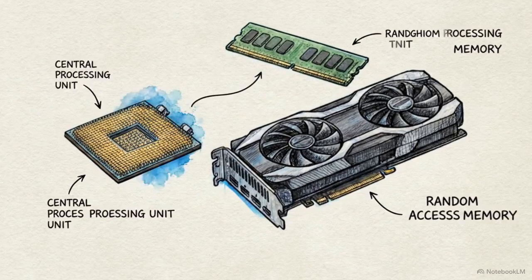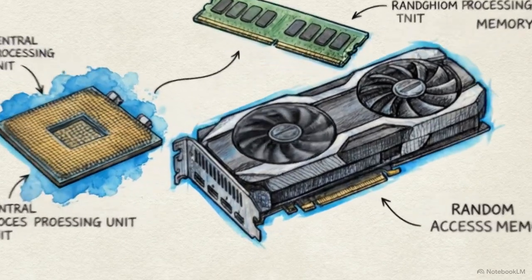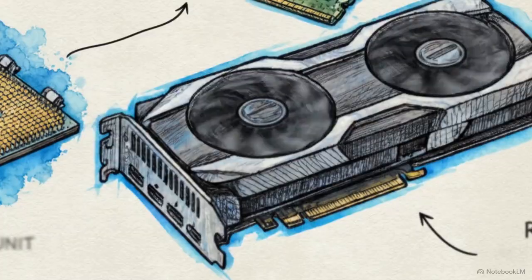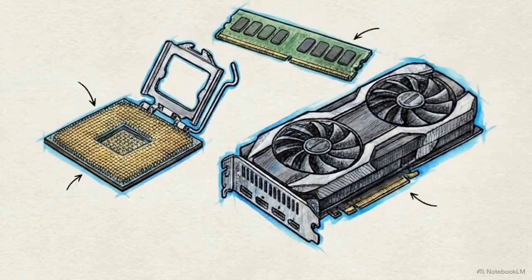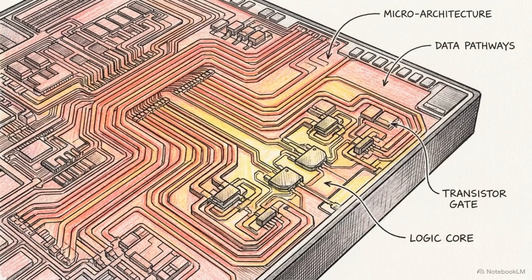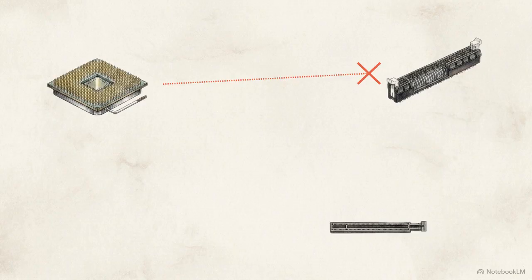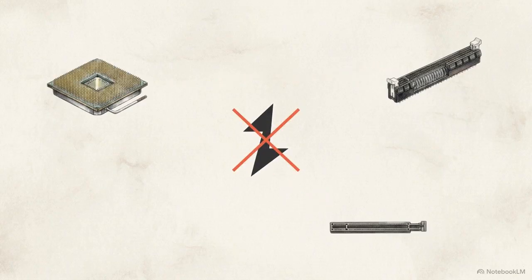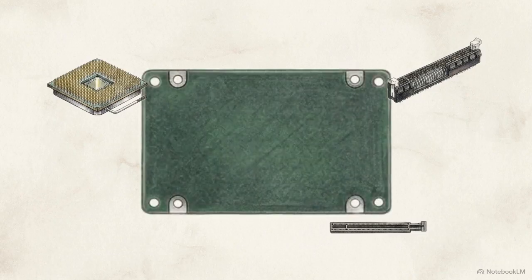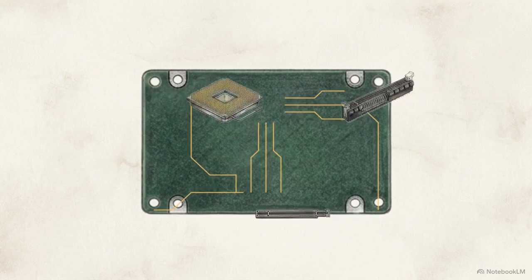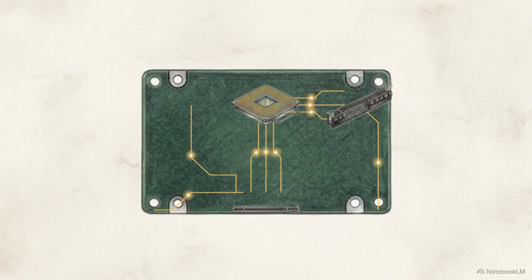Start by looking at the raw horsepower of a modern computer: a high-end processor, a massive graphics card, and memory. In isolation, these components possess immense computational capability, but suspended in a vacuum, they are entirely useless. A processor cannot compute without receiving data from memory. A graphics card cannot render without instructions, and none of them can power themselves. To function, these isolated parts require a central nervous system.